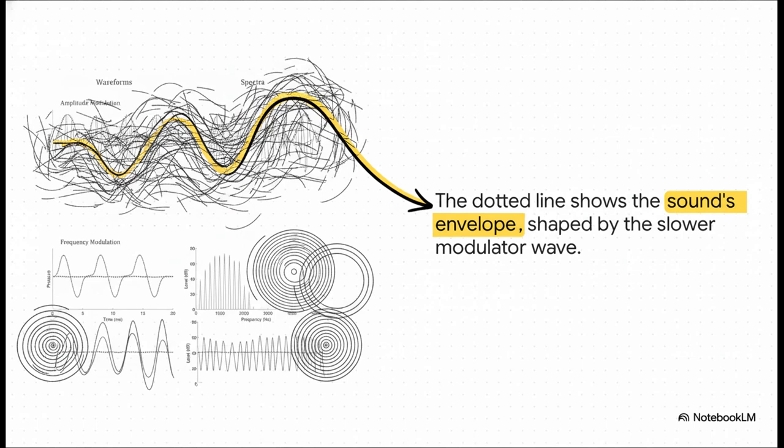And this image right here shows it perfectly. See all those fast, dense squiggles? That's our original carrier wave, the actual rapid vibrations. But that dotted line, that bigger, slower, rolling wave over the top, we call that the envelope. And that's our modulator at work, literally sculpting the overall loudness as time goes on.